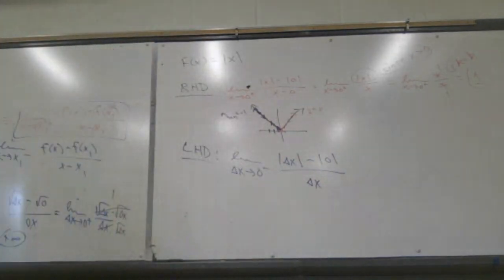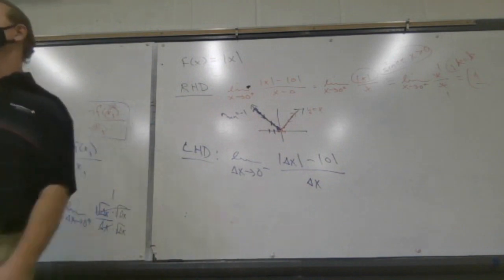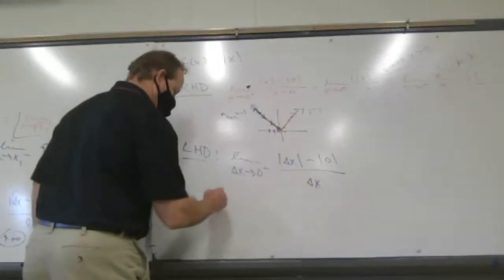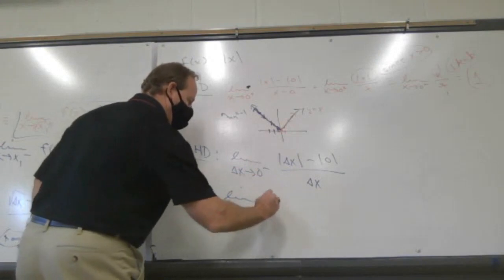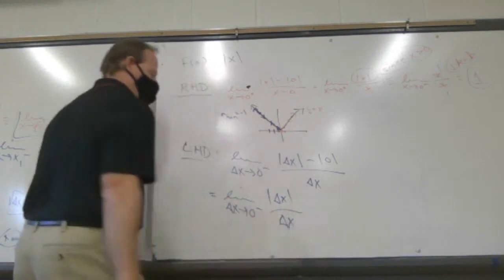Agree? Which is, you've got to remember, delta x is its own variable. It's like a z, or actually it's like an h, right? It's designed to be a tiny number. Okay? Anyway, so if I have that, now what do I have? So this equals the limit as delta x approaches 0 from the left of the absolute value of delta x over delta x. I need to figure out what that is.